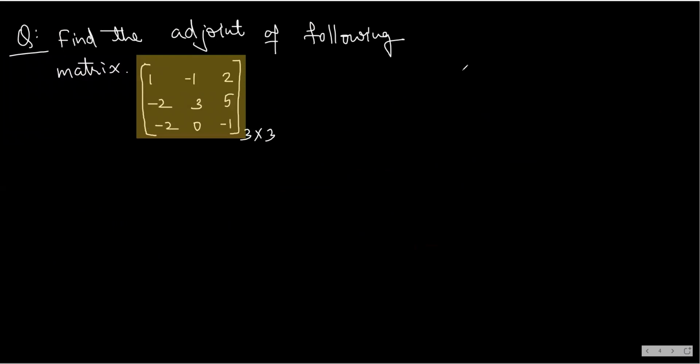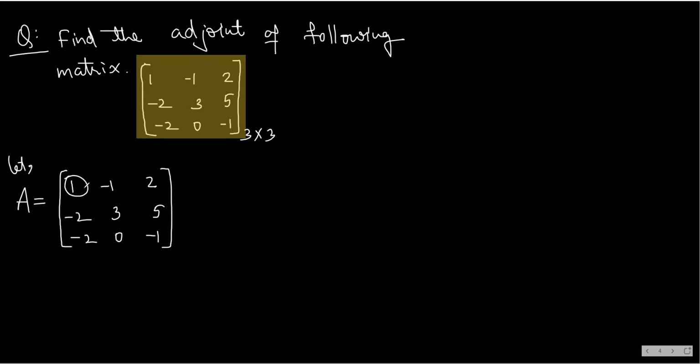So here, first of all, I assume this matrix to be a matrix A. So I write here, let A be this matrix. It is 1, -1, 2, -2, 3, 5, -2, 0, -1. So I go for M11. What is M11? M11 is the minor of A11, which is this element. This is A11 because it's in the first row and first column. So its minor will be M11.